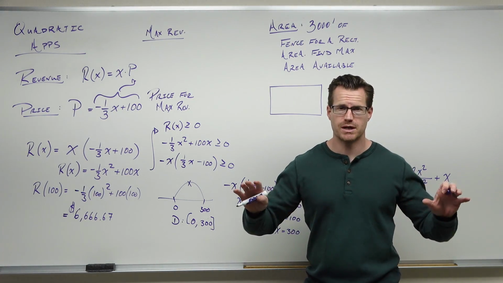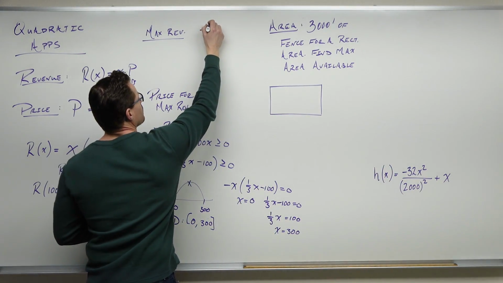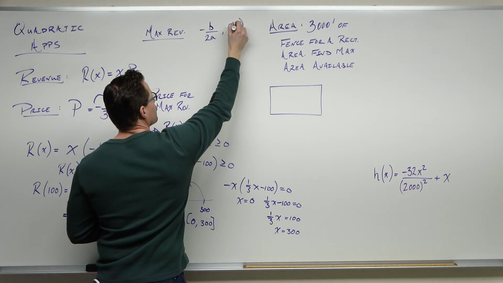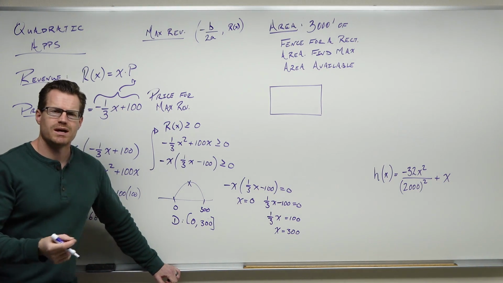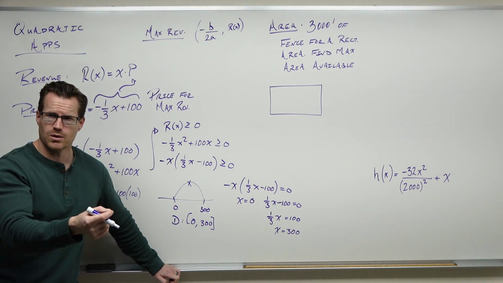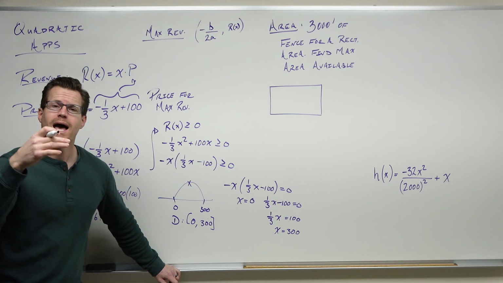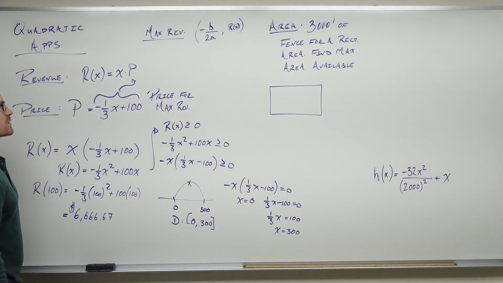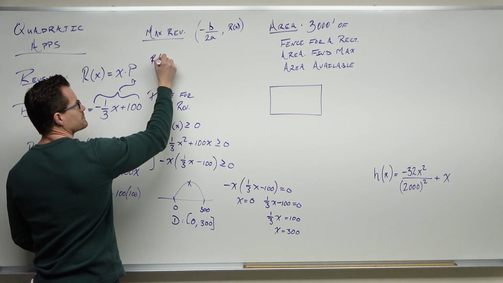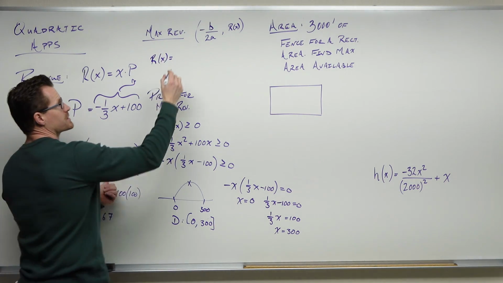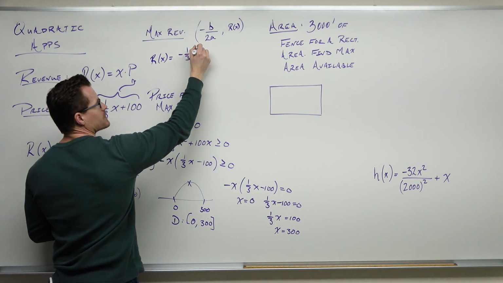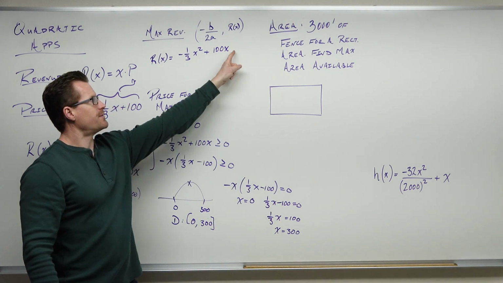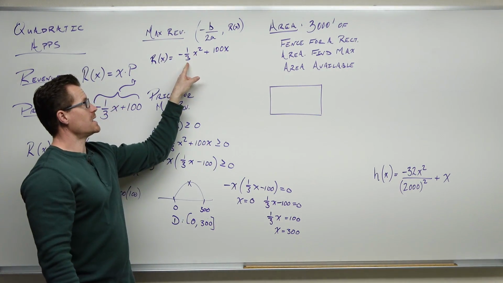So we're just going to use the vertex formula. We're going to use negative b over 2a, figure out that x value, plug it into our revenue, and that's going to give us the maximum revenue and how many items we need to sell to get that. So negative b, if we go back over here, we look at our revenue function. Our revenue function is negative 1/3 x squared plus 100x. Even though this doesn't have a constant or a c, we have an A and we have a B.